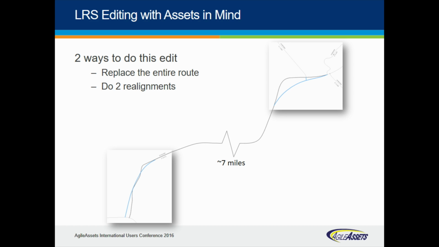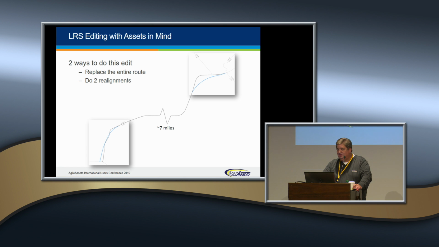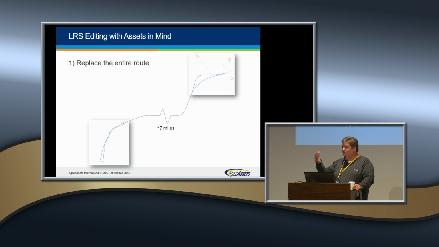This is a road, about a 9-mile road, and there was a realignment on the north end and on the south end, and all the 7 miles in between, which I've kind of gotten rid of, stayed exactly the way they were. Now, there's two ways you could do that realignment. One is to replace the entire route, and that's what an unnamed customer tried on this. If you think of this having event data on it, what they did is they deleted the whole thing and they had a shape file that had the new alignment and they just replaced it.